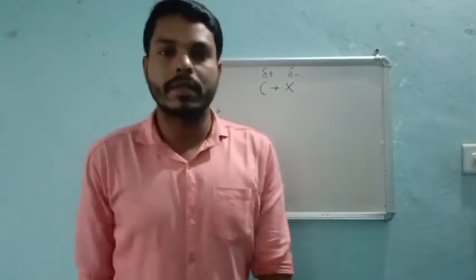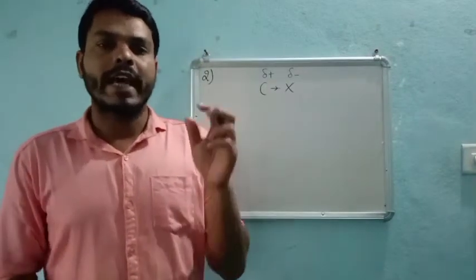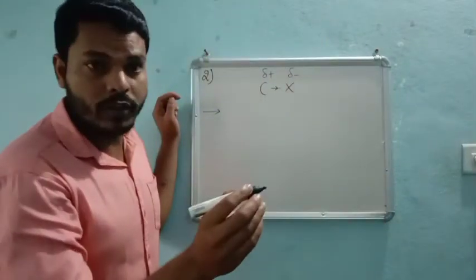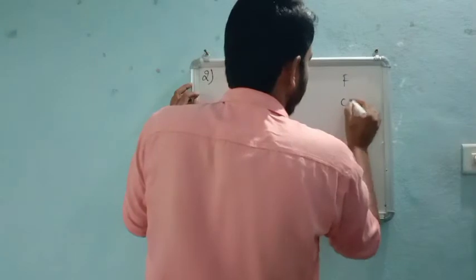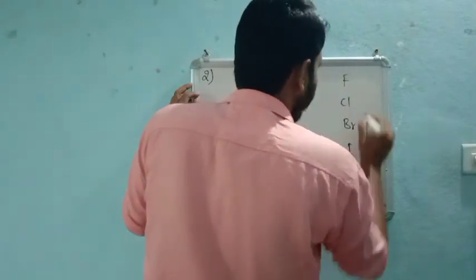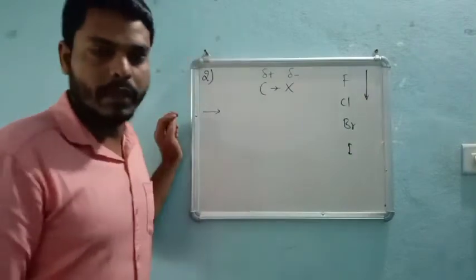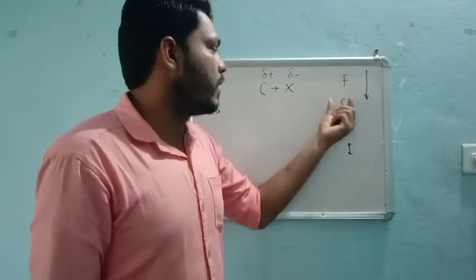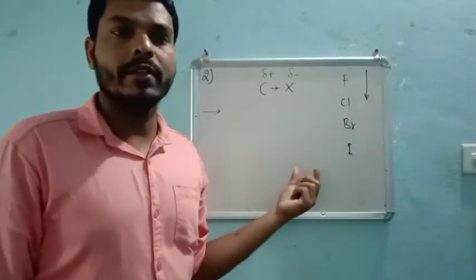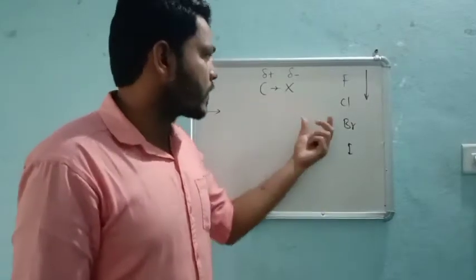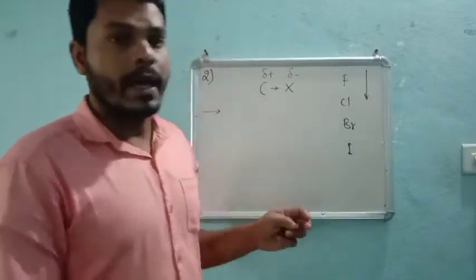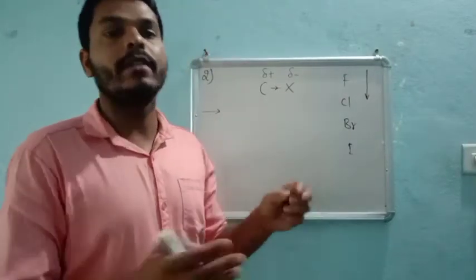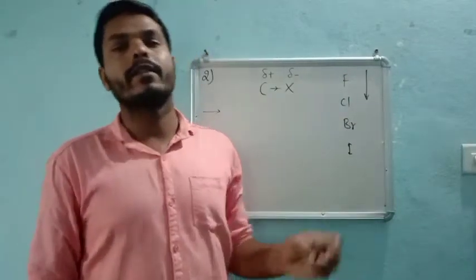So now what happens? See here, size plays a very important role. If we see the 17th group, fluorine, chlorine, bromine and iodine, as we move down the group in the periodic table, what is happening? The size is increasing. We already know the atomic size increases in the group. So in the same way, as we move from fluorine to chlorine, size increases. From chlorine to bromine, again the size increases. From bromine to iodine, again the size increases.